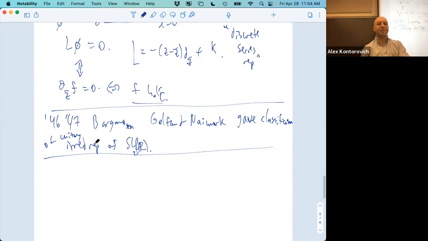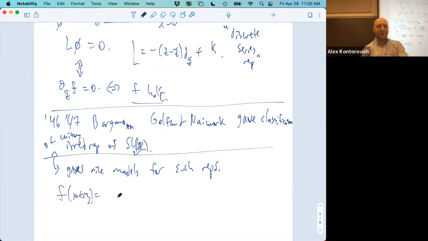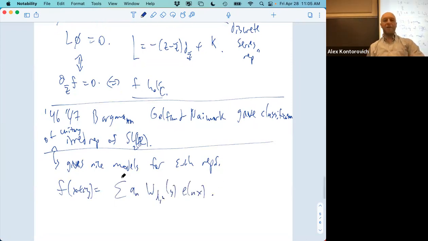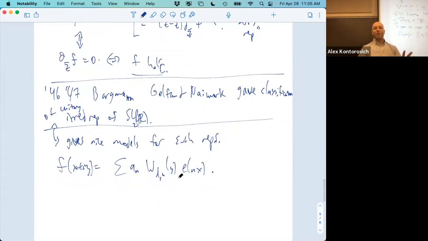Because we have this classification, this gives us nice models for such representations. So for example, this Maass form is some bizarre summation with some coefficients, these Whittaker functions and e to the 2 pi i n x. Depending on what you want to do with these things, it may be difficult to get your hands on some structural property of this.